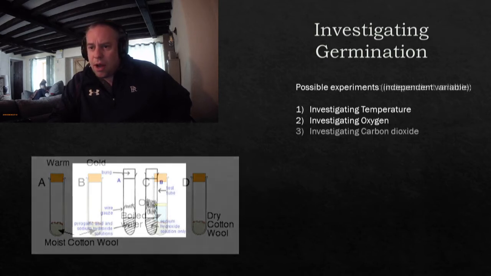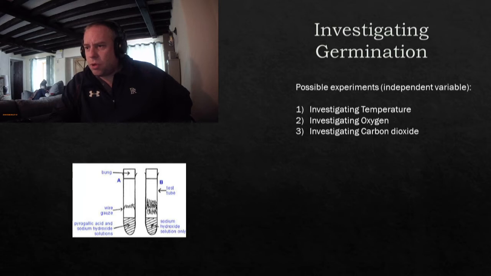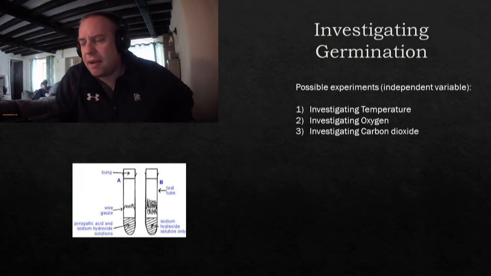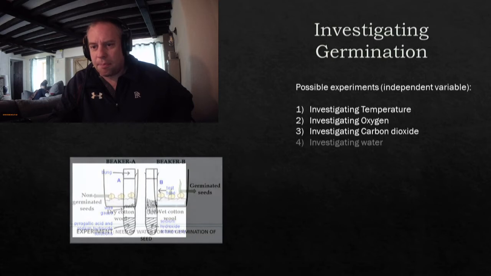Then we could do investigating carbon dioxide. To investigate carbon dioxide, we have to use a chemical that will absorb carbon dioxide. Sodium hydroxide is one. There are a few chemicals that will do that. If you leave that not on the seeds, because it's caustic, it'll erode the seed coat. But if I put it somewhere in the same container, then the carbon dioxide that's present will get absorbed, and so we can guarantee there's no carbon dioxide there.